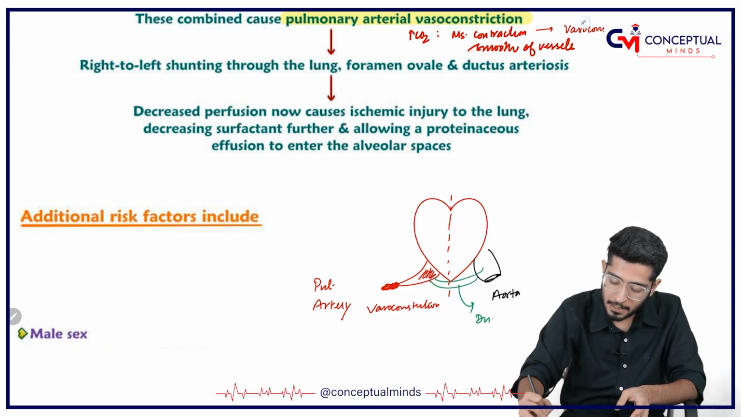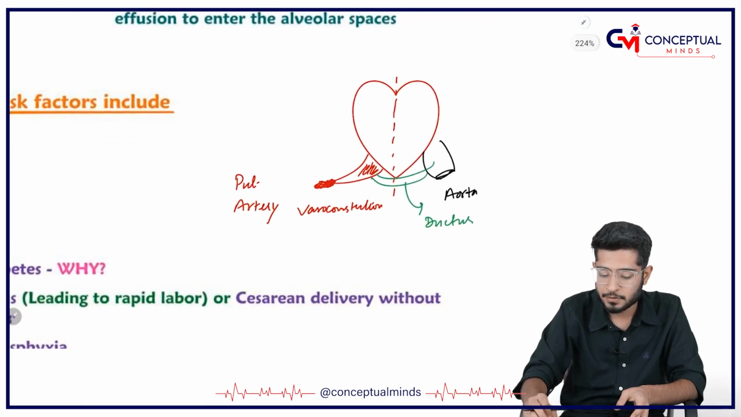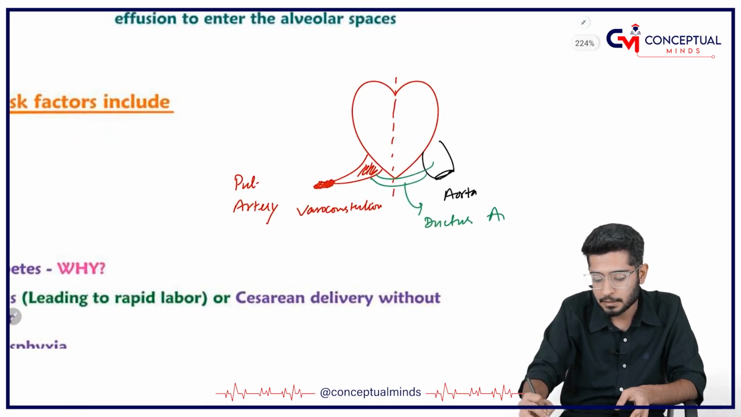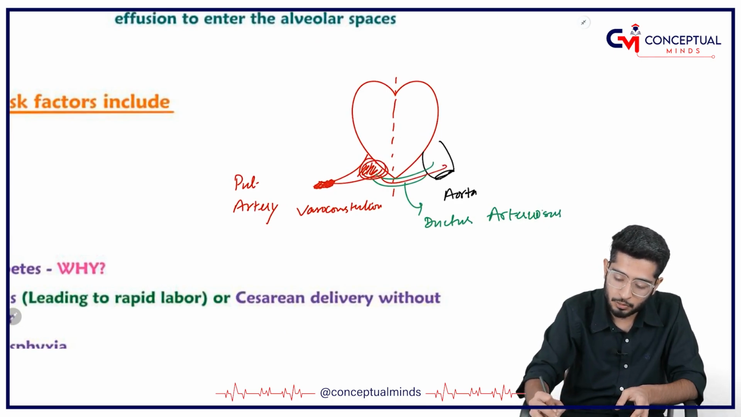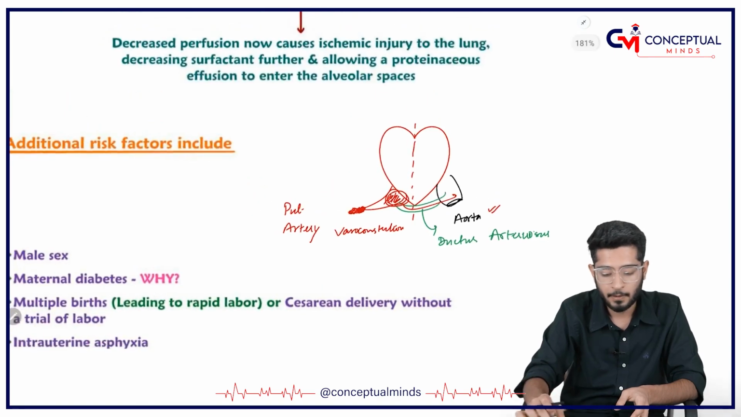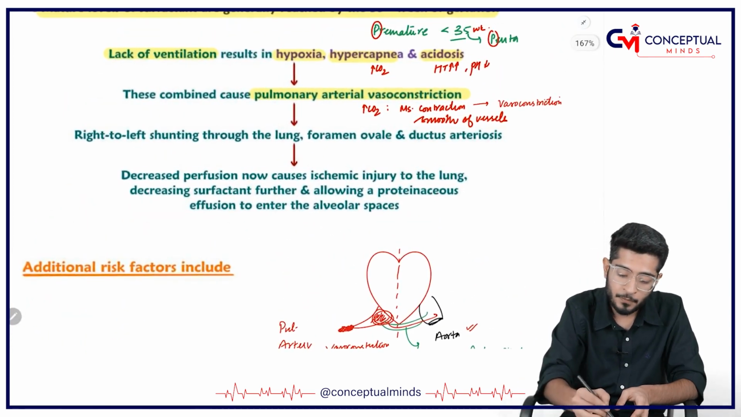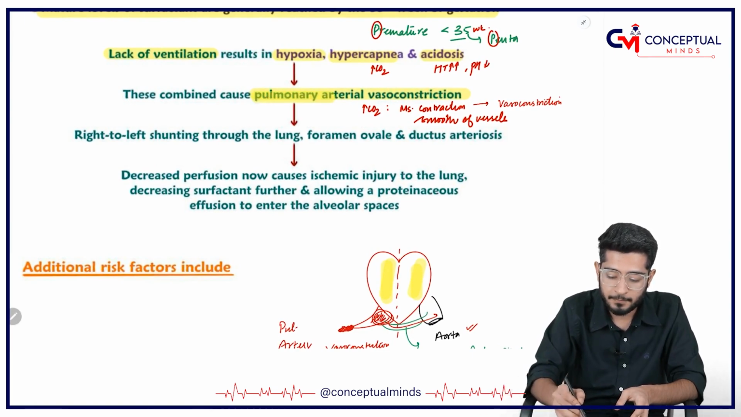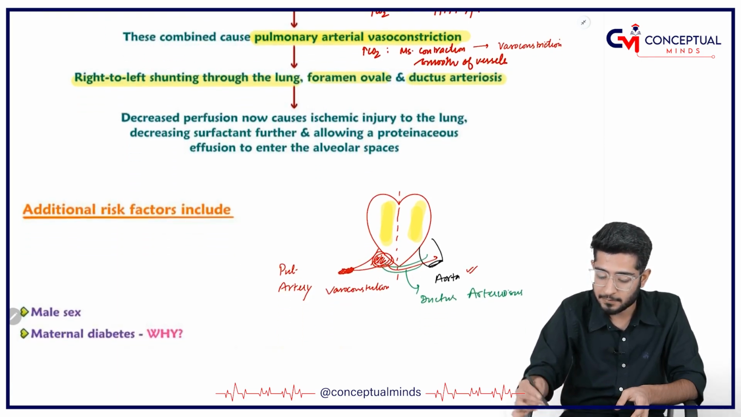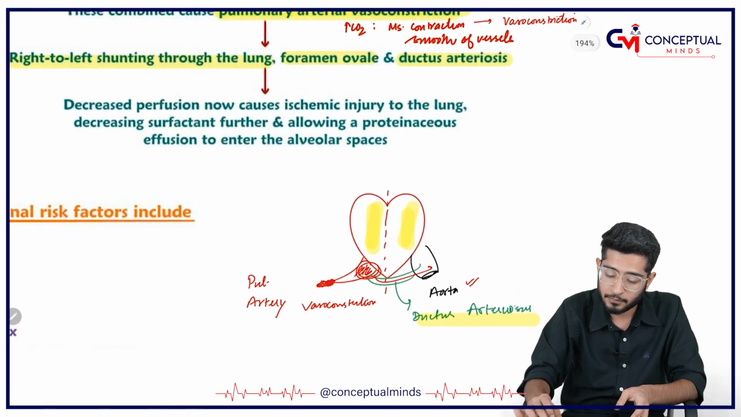This is called the ductus arteriosus. Of course, not in adults but in newborns. So what is going to happen? The blood in excess is going to travel to the aorta. So from the right side, it is traveling to the left side. Because of pulmonary artery vasoconstriction, there is right to left shunting through the lungs, through the foramen ovale and ductus arteriosus.